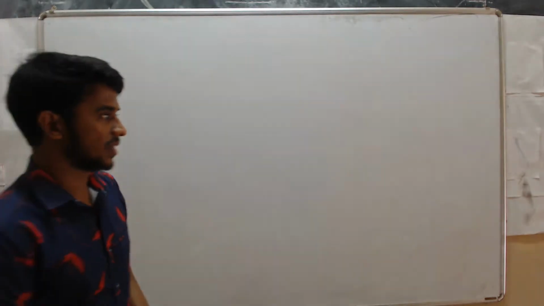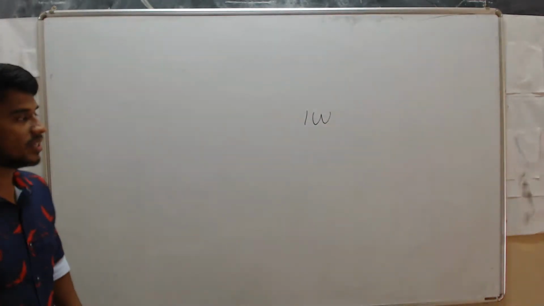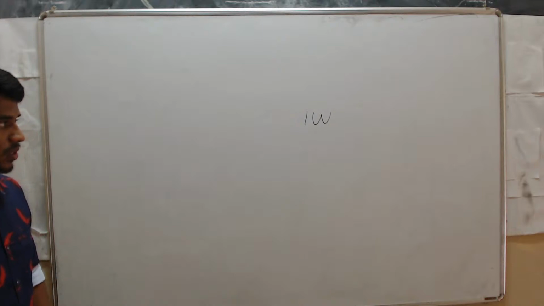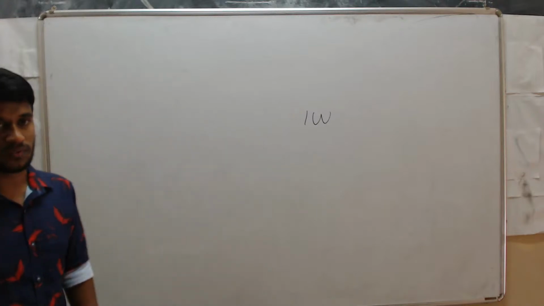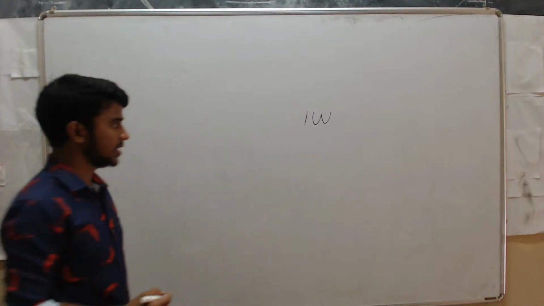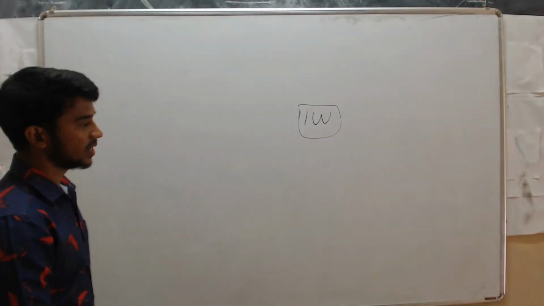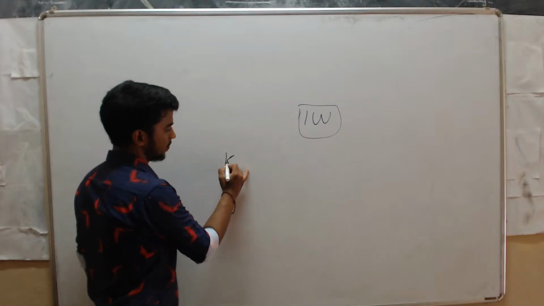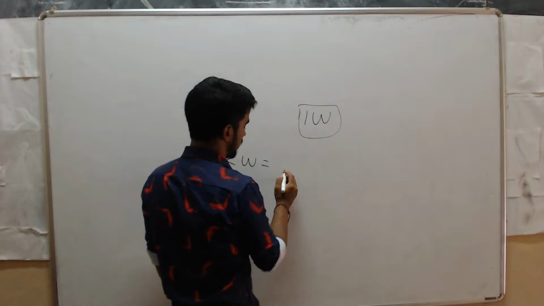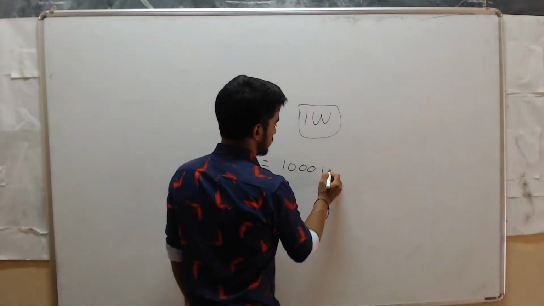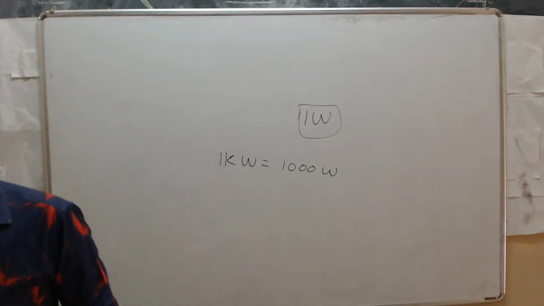We also studied the meaning of 1 watt. What is the meaning of 1 watt? If an object does 1 joule of work in 1 second, then we can say that the power of that object is 1 watt. This watt is very small, so sometimes we have to use bigger units. At that time we use the kilowatt. 1 kilowatt is equal to 1000 watts.